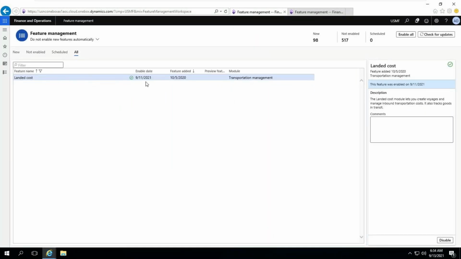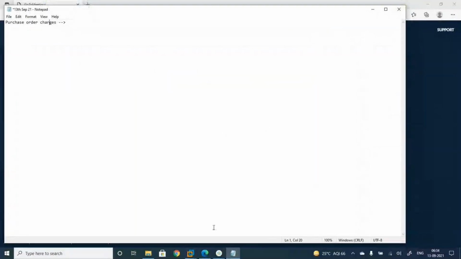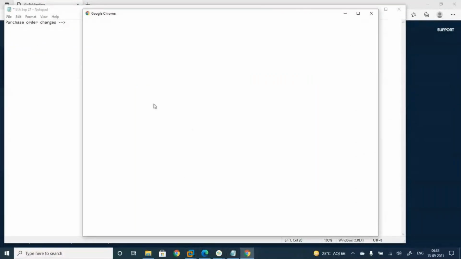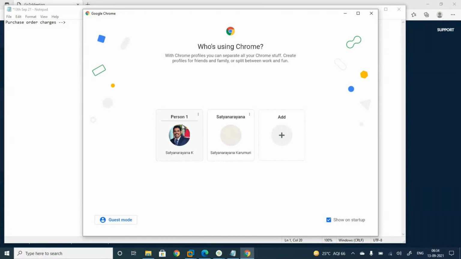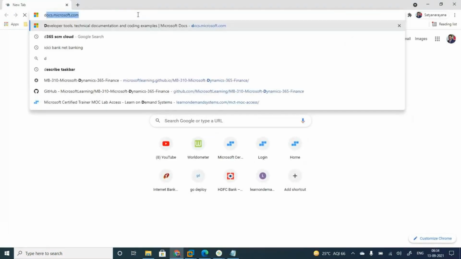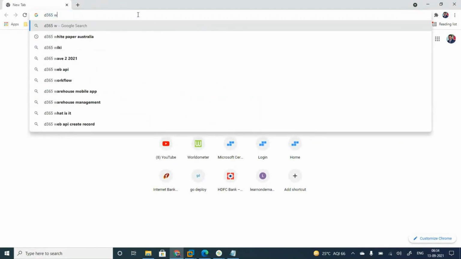I have enabled this one. If you want, you can enable and disable the new modules and whatever is coming. So if you want to understand what's new, you can filter like this: D365, what's new.